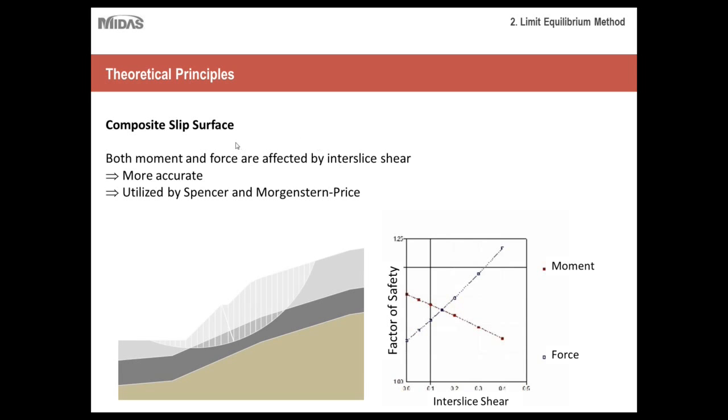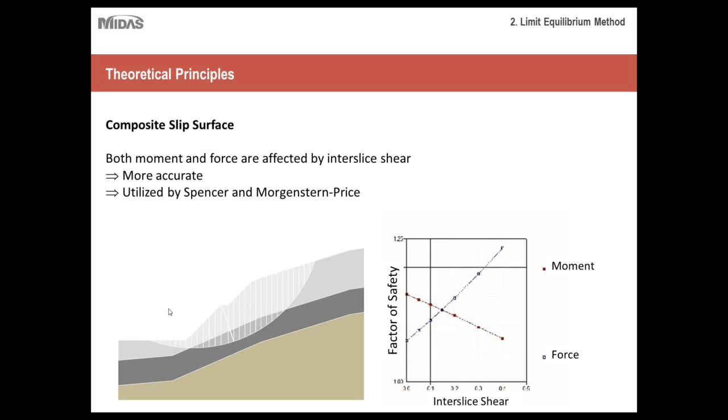Okay, and now we have a composite slip surface, which is typically the most widely used type of surface. So once again, the main difference is that both moment and force are affected by interslice shear, specifically because of its shape. So even though it still has a sort of circular shape, as you can see, it also extends to this point beyond the end of the slope here.